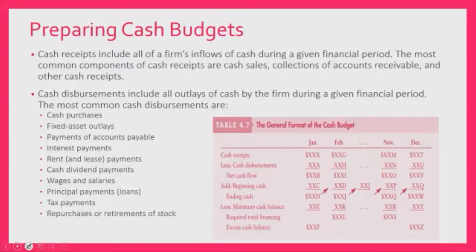So it's not sales as we do in the income statement, where we record all the sales, whether we get money for them or not. Here we are only using those cash receipts. The most common components of cash receipts are cash sales, collections of accounts receivable, so collections of the cash, and any other cash receipts. Now, cash disbursements will be expenses, right? Cash receipts are our sales or revenue.